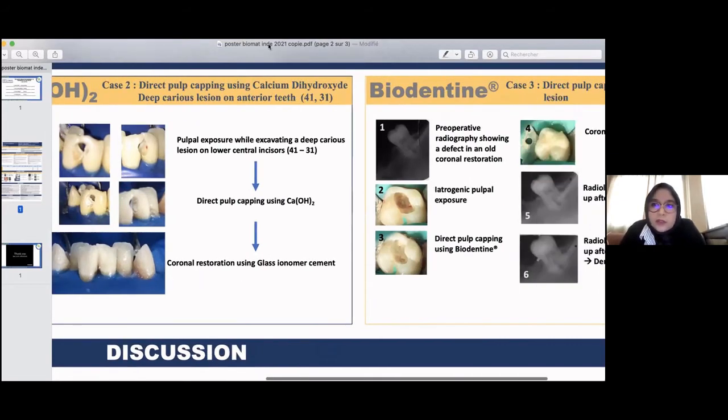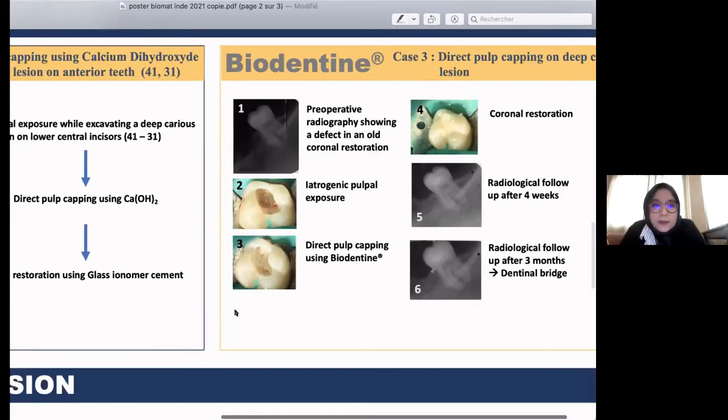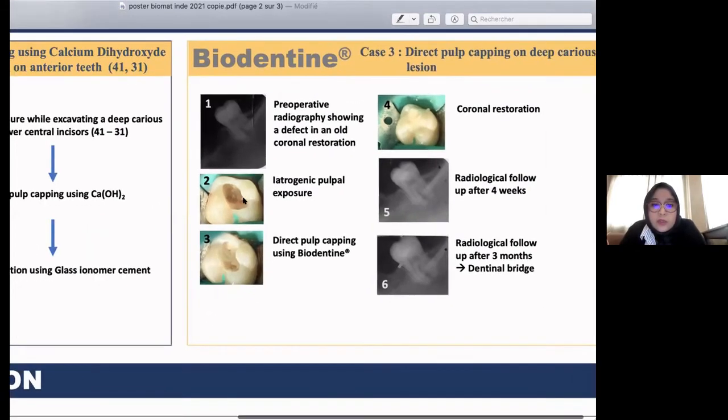So the third biomaterial is biodentin. The case is about a defect in an old coronal restoration on this mandibular molar. While performing the procedure, we had an accidental exposure of the pulp, like the previous case, but we choose in this case to use the biodentin as a direct pulp capping material.